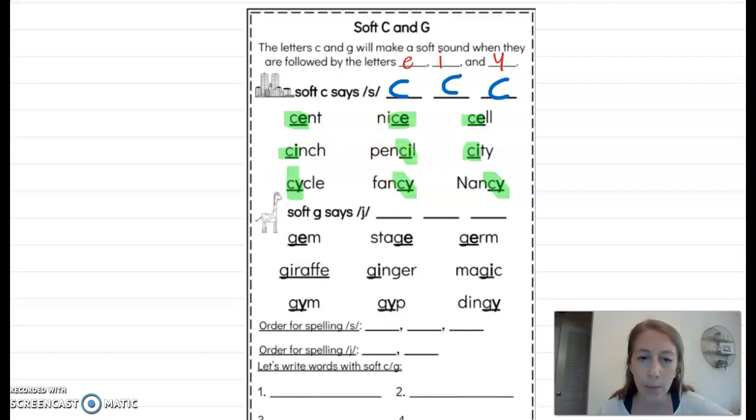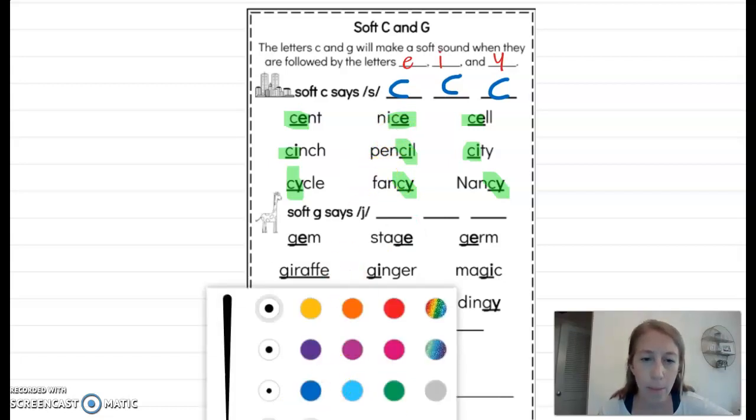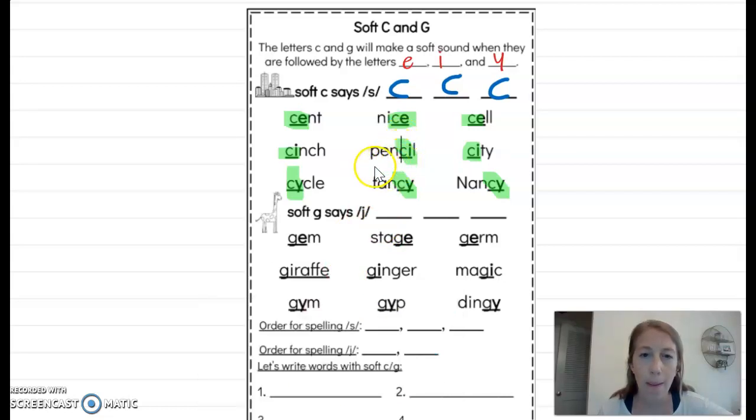Okay, we have a two-syllable word right here, and sometimes it helps if I just do a little bit of a pick line. So we've got pen and then sol. Put those two syllables together, we have pencil. Our keyword is coming up, and I'm going to draw a line.